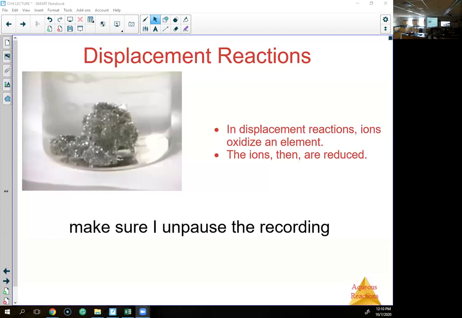Then we'll have a problem. So we have just like 3 slides, and then we'll start on stoichiometry.